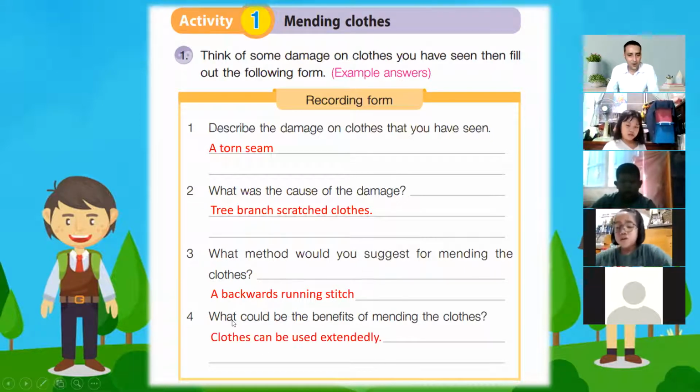Now, number 4, what could be the benefits of mending? Okay, just as we learned before, the benefit of mending. So clothes can be used for longer. We can use them for more time. Okay, this is one benefit. Students, can you tell me one more benefit of mending clothes? Anyone can tell me one more benefit of mending the clothes?